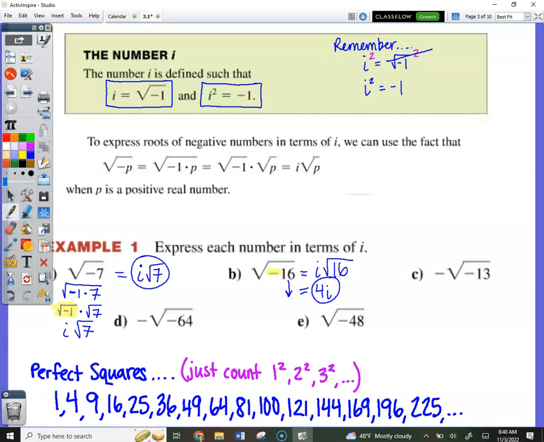Now this one's a slight trick. What is in the very front? A negative 1. So you just have to say to yourself, okay, I got a negative 1 there. It is being multiplied. What is this? This is an i of the square root of 13, right? And then negative 1 times i.